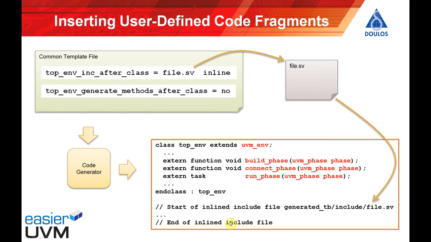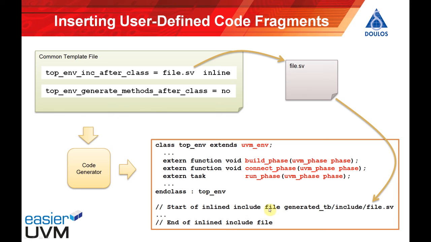And you've got 2 choices. Either you can have the code generator generate a SystemVerilog include directive, or, as we've shown here, you can use the inline flag on the setting, and then the code generator will inline the code fragment within the automatically generated code. So in other words, the setting within the common template file sends the code generator off to suck in this file, file.sv, and with inline against this setting, the code generator is going to take the contents of this file line by line and copy them into the automatically generated code.